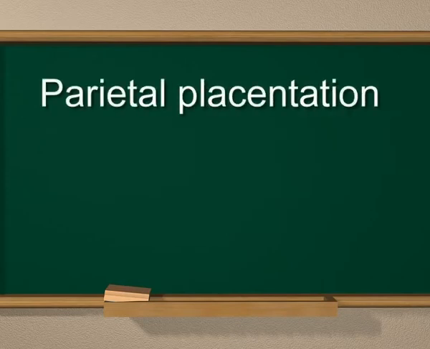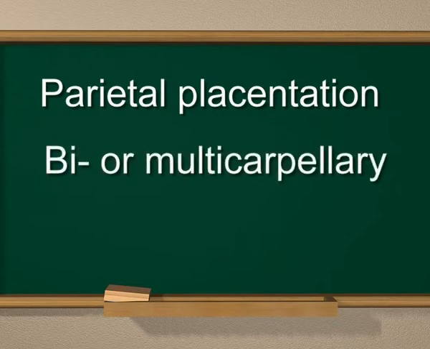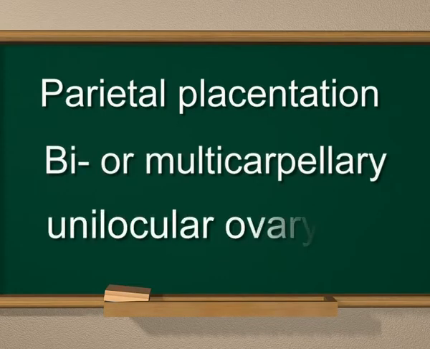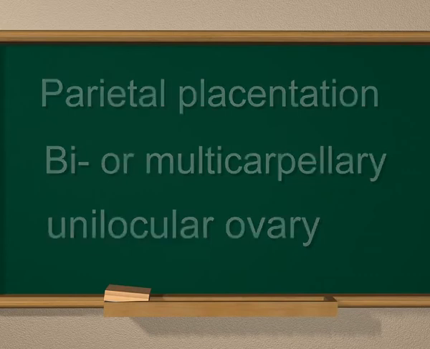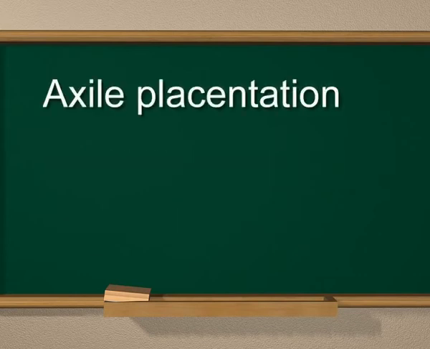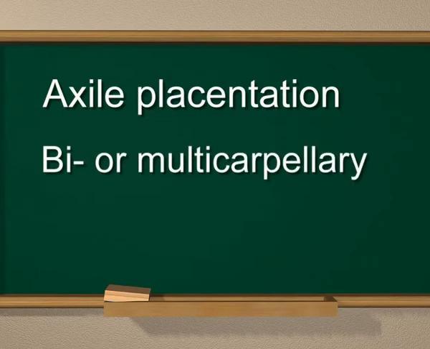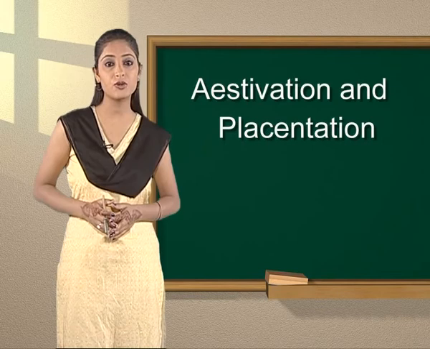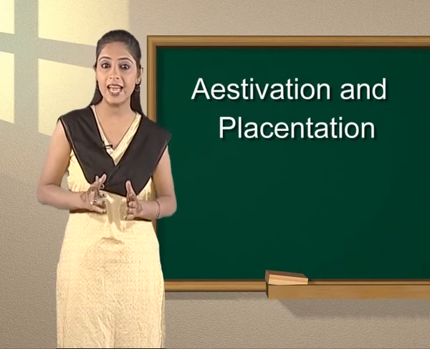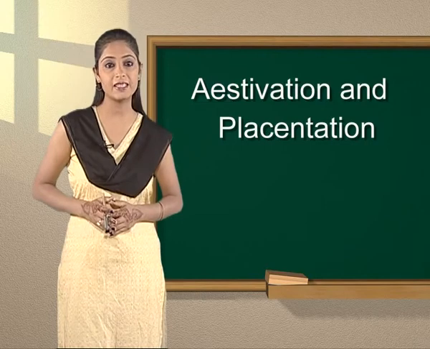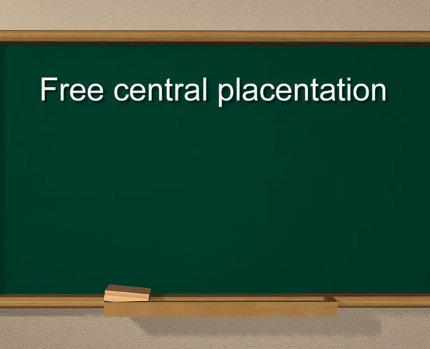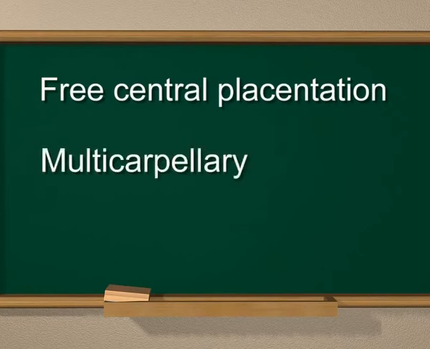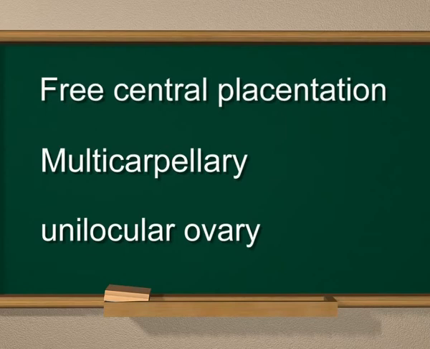Parietal placentation occurs in bi- or multicarpellary but unilocular ovary. Axile placentation occurs in bi- or multicarpellary and multilocular ovary. Axile placentation shows chambers with the ovules attached in the center or the placentae in each locule. Free central placentation occurs in multicarpellary but unilocular ovary.